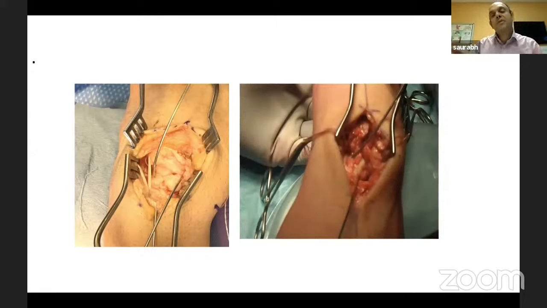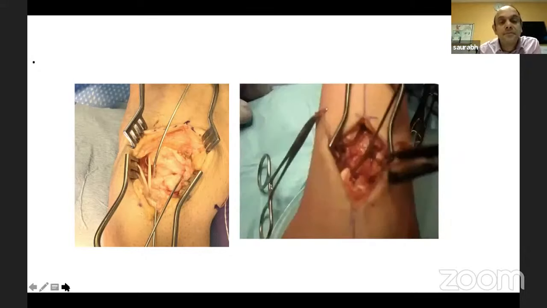You need to put your wires from scaphoid to lunate, scaphoid to capitate, couple of anchors and close it, which I'll show you in much more detail with lunotriquetral ligament.